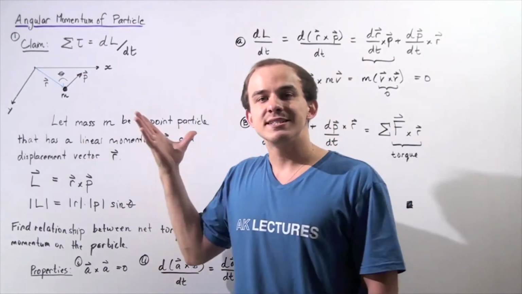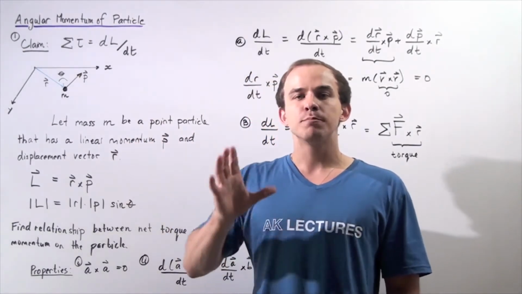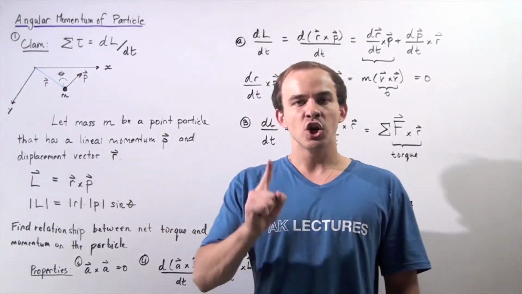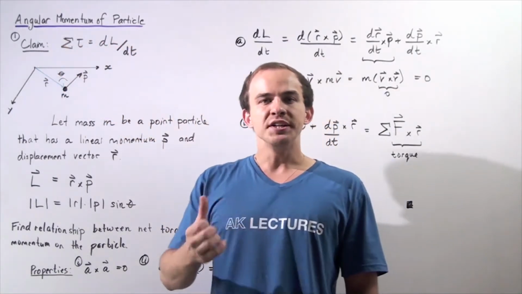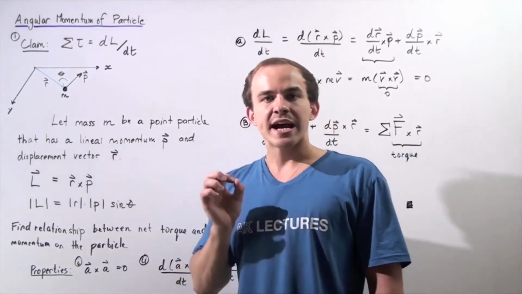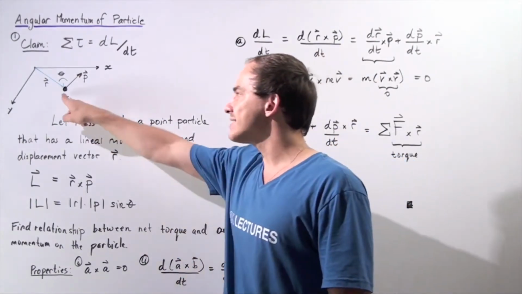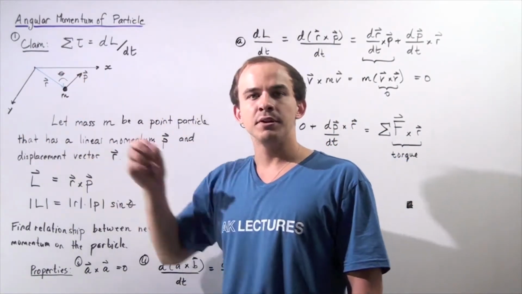Now earlier we stated that this equation is true, but we haven't actually proven it. In this lecture we're going to show that this claim is in fact true. So let's begin by making several assumptions. Let's suppose that we have a point particle of mass m that is traveling along the xy plane.